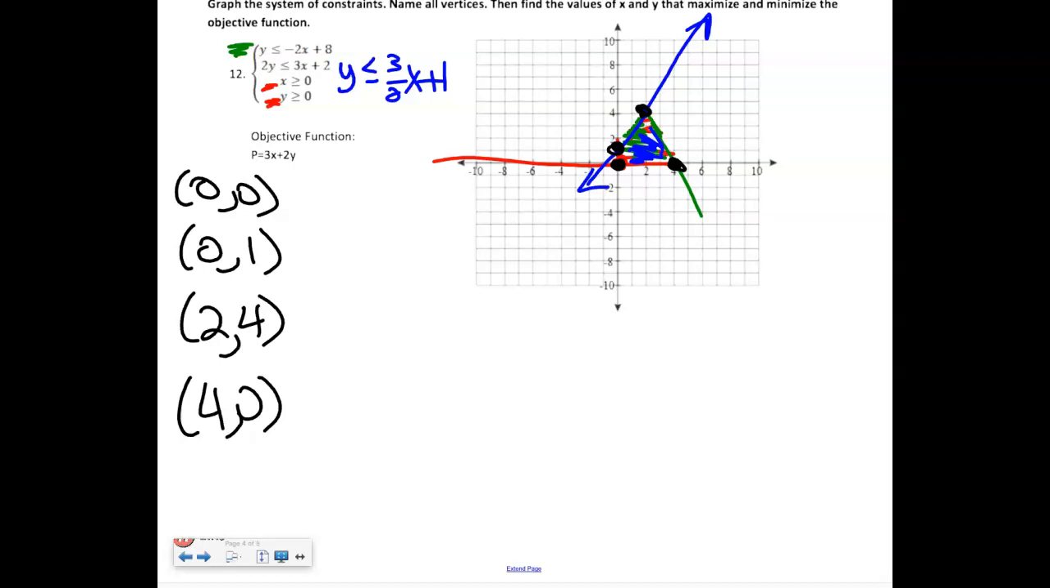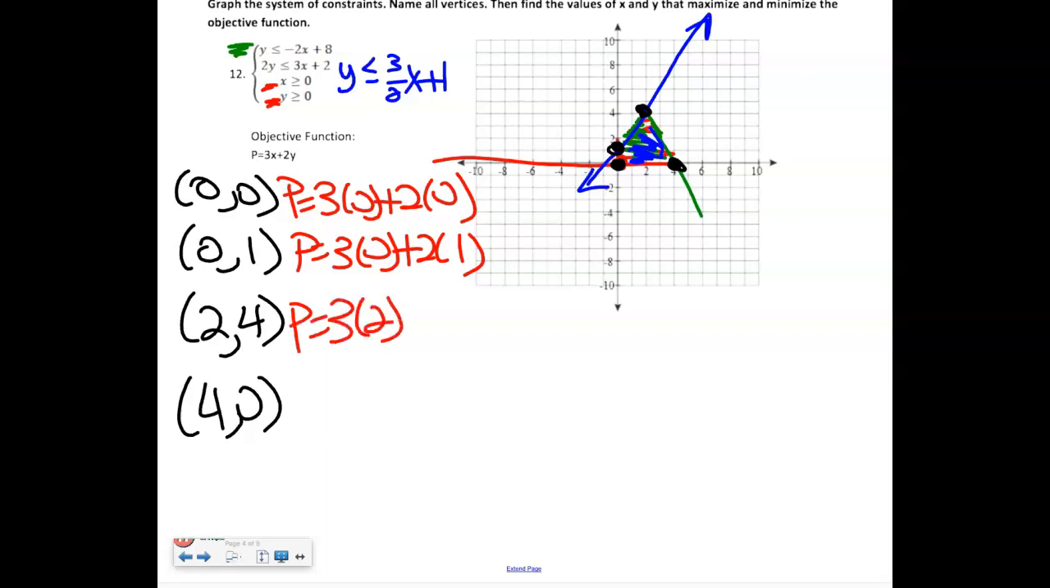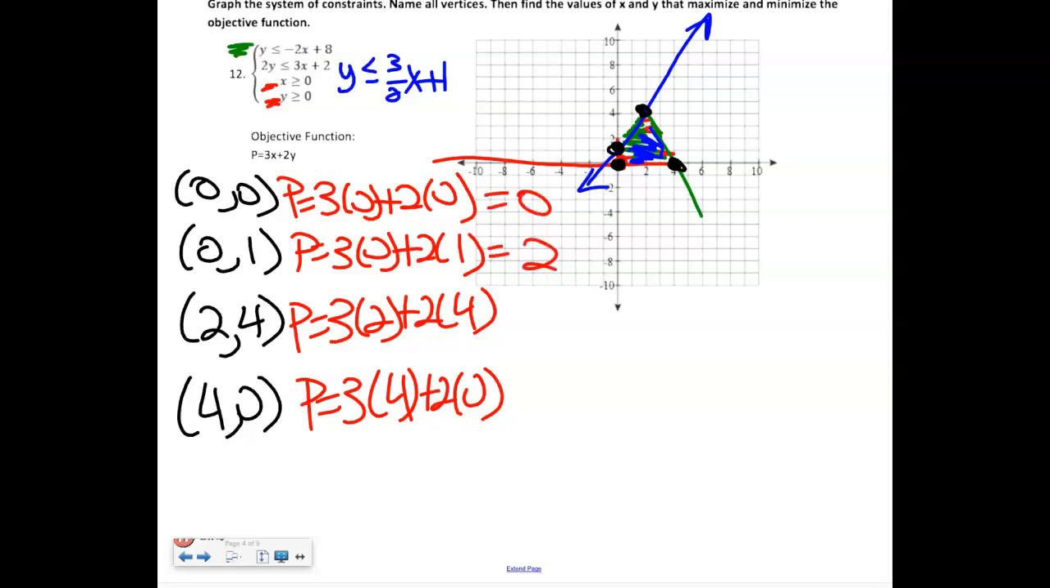All right, so now a reminder, what you're going to do is you're going to plug it into this objective function here. So I'm going to say 3 times 0 plus 2 times 0, 3 times 0 plus 2 times 1, 3 times 2 plus 2 times 4, and 3 times 4 plus 2 times 0. This first one's going to equal 0. This next one's going to equal 2. I have 6 plus 8, which is going to give me 14. And I've got 12.